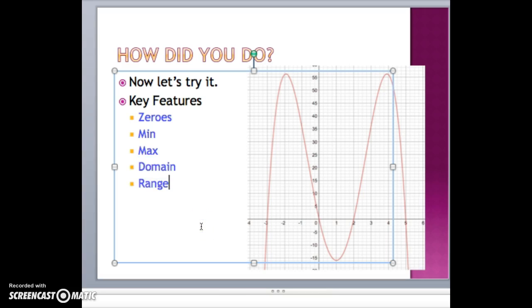So just on your own, take a look at this graph and write down the zeros, again, where it crosses the x-axis. There are 4 there that you're looking for. There is 1 minimum here at the bottom. There are 2 maximums. And then our domain, you're looking at the left and right of the graph, and the range, you're looking from the bottom to the top. So write that on your own and we'll check those as a class.